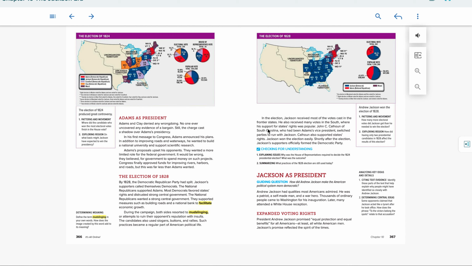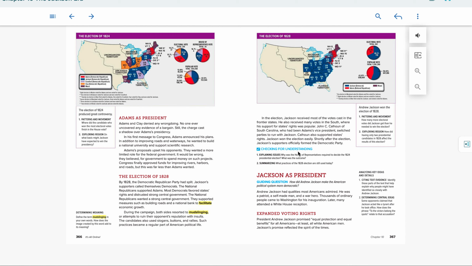John C. Calhoun of South Carolina, who had been Adams' vice president, switched parties to run with Jackson. Calhoun also supported states' rights. Jackson won the election easily. Shortly after the election, Jackson's supporters officially formed the Democratic Party.